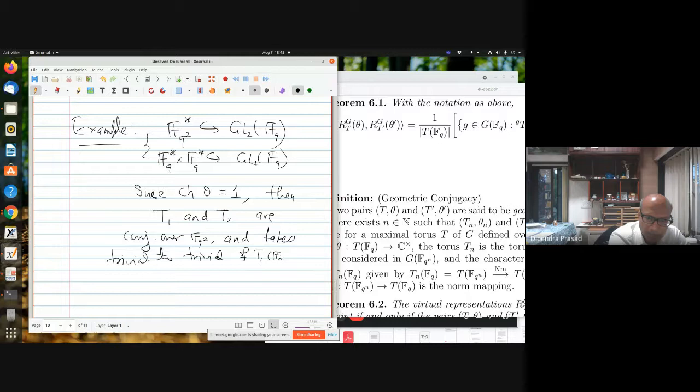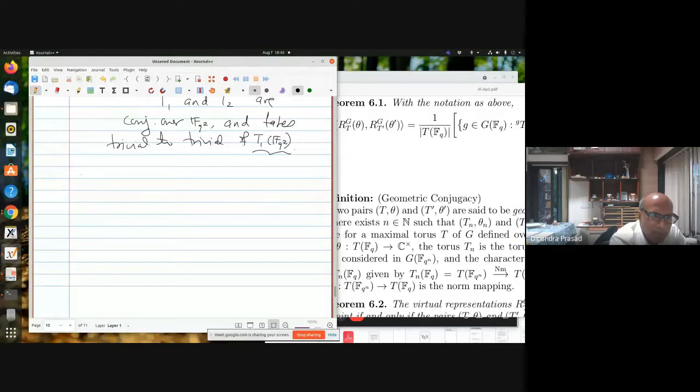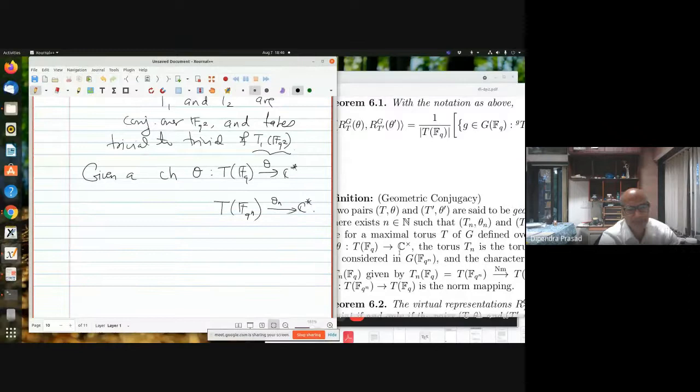But part of the issue is, given a character of T1(F_q), how do you create a character of T1(F_q^n)? So maybe this is what I need to clarify. Given a character θ of T, a torus defined over F_q, looking at F_q rational points, you have this character θ, and you have this same torus over F_q^n. So you want to construct a character θ_n here. The way it is defined is that there is a norm mapping, the usual norm mapping, the product of Galois conjugates.